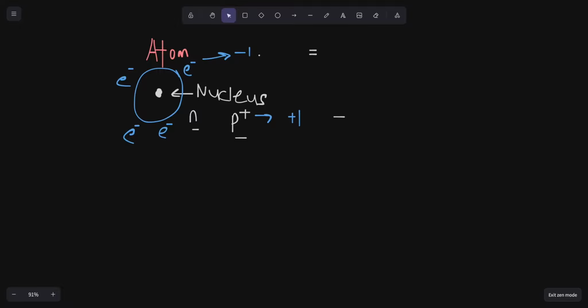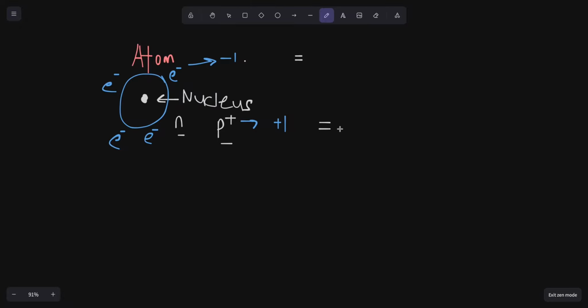Now, remember when I said that protons have a +1 charge, electrons have a -1 charge? That's actually a little bit of an oversimplification. This is just to make things nice and easy to understand. But the reality is that charge is measured in units called coulombs. And this +1 and this -1 refer to the elementary charge.